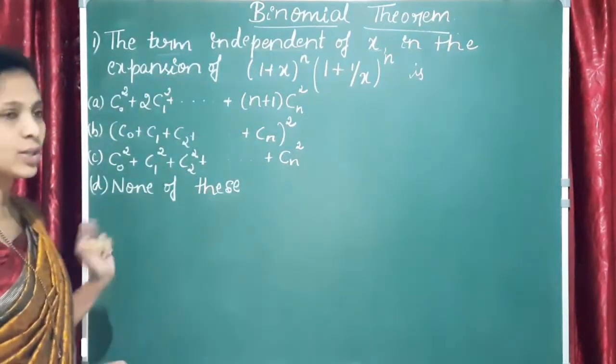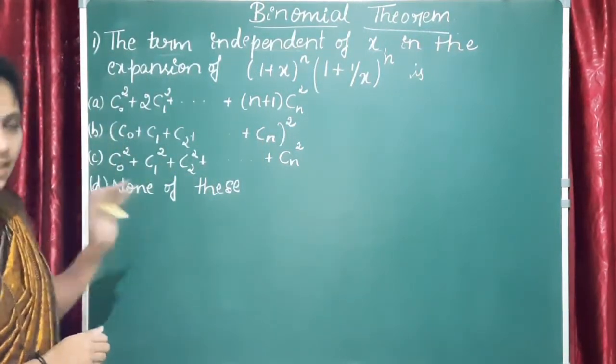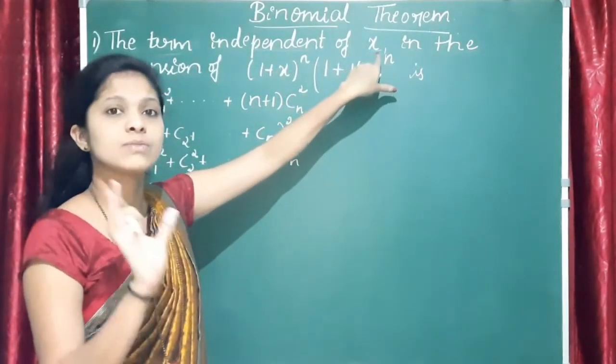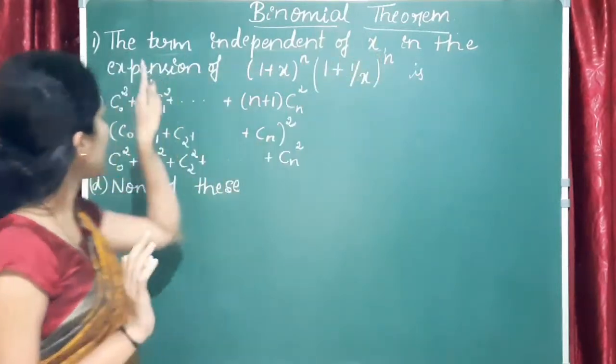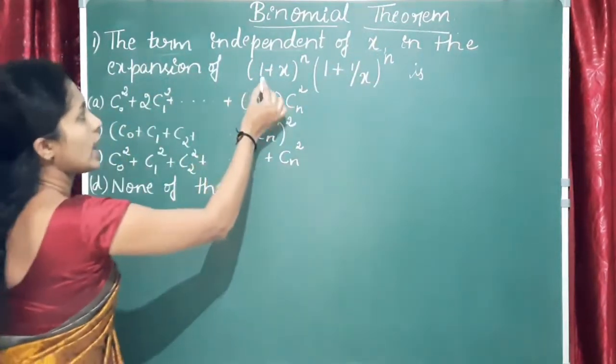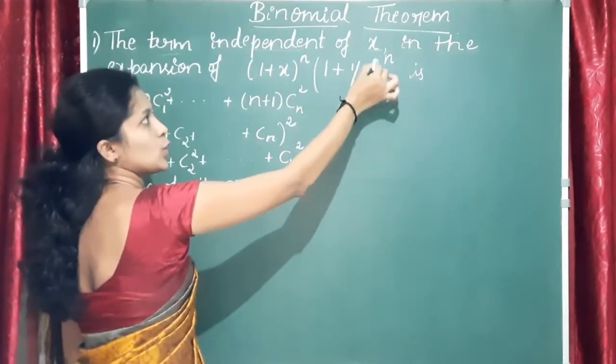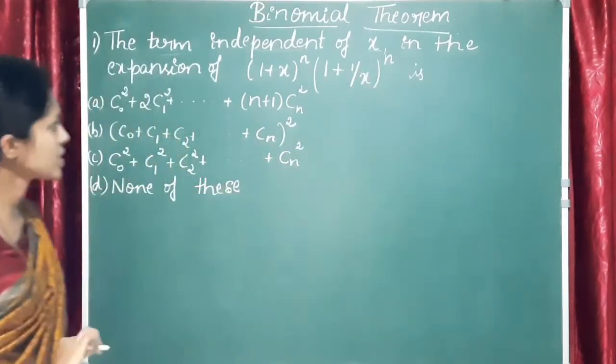See here, I have written the question. First try to understand this. The term independent of x means that in that term, x should not be there. In the expansion of (1 plus x) whole to the power n into (1 plus 1 by x) whole to the power n is. Options are given.